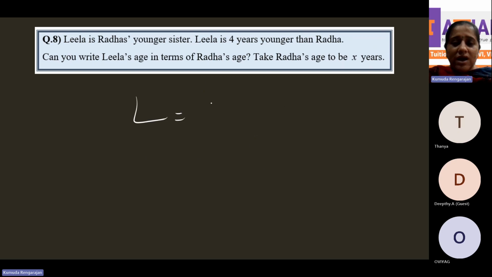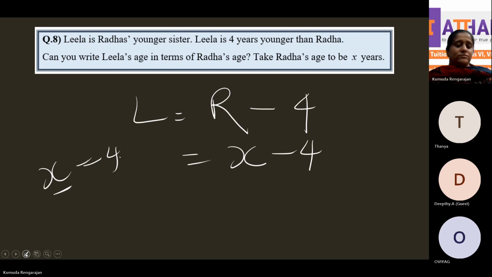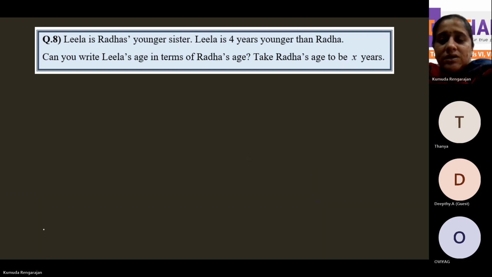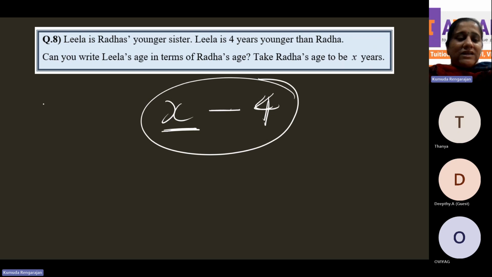Leela's age is equal to Radha's age minus 4. What is Radha's age? X minus 4. So Leela's age is equal to X minus 4. Radha's age minus 4. The answer to this question is X minus 4. That's all. X is Radha's age. Radha's age minus 4. When you do this calculation, you will get Leela's age.